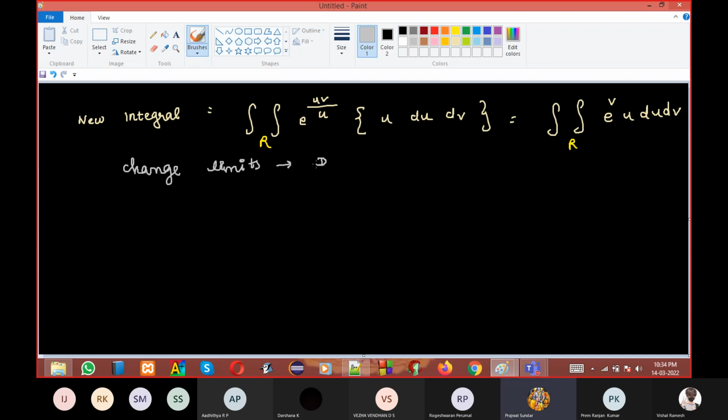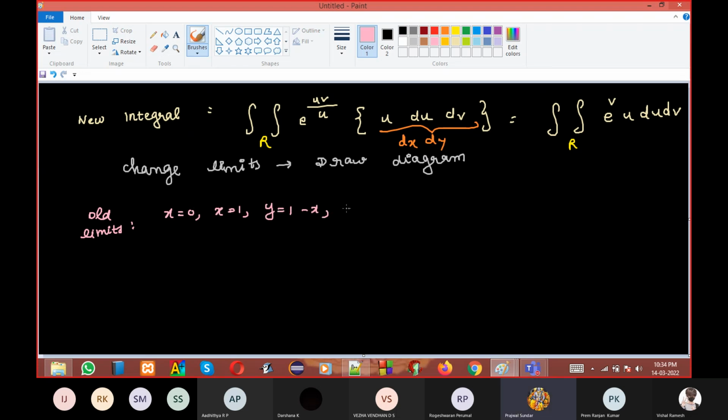You need to draw a diagram. So please confirm because it's a very big question. Tell me, how do we change the limits? dx dy we wrote as u into du dv. Now limits have to change. How to change limits? Listen carefully. What are the old limits? Old limits I'll write first. Old limits are y equal to 0, x equal to 0, x equal to 1, y equal to 1 minus x, y equal to 0. First draw this diagram.